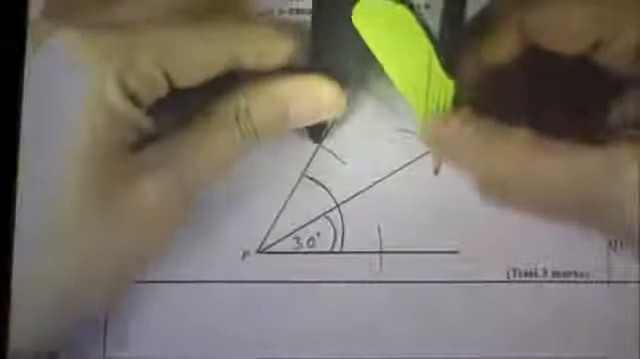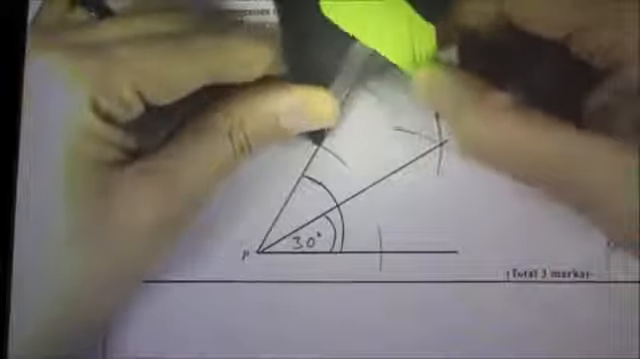That goes there like that, and from the other one, and then you need to connect it up to the point there, and that is an angle of 30 degrees. And that's your questions on construction.